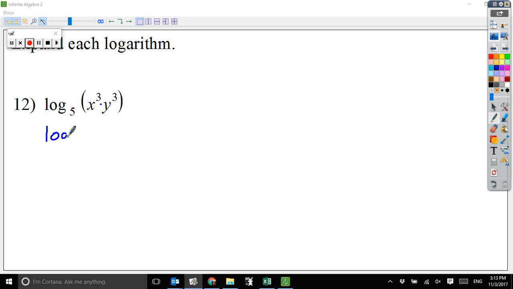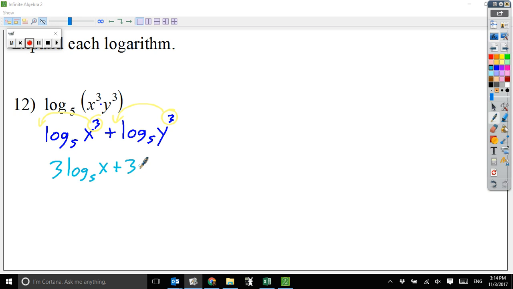So I'm going to break this into two different logs, and say this is log base 5 of x cubed plus log base 5 of y cubed, using those properties we talked about. And then I see, well, I'm trying to expand this all the way, so I'm going to take those exponents and move them to the front. And so, my final answer, I'm going to get 3 log base 5 of x plus 3 log base 5 of y. And that is as expanded as I can get that one.